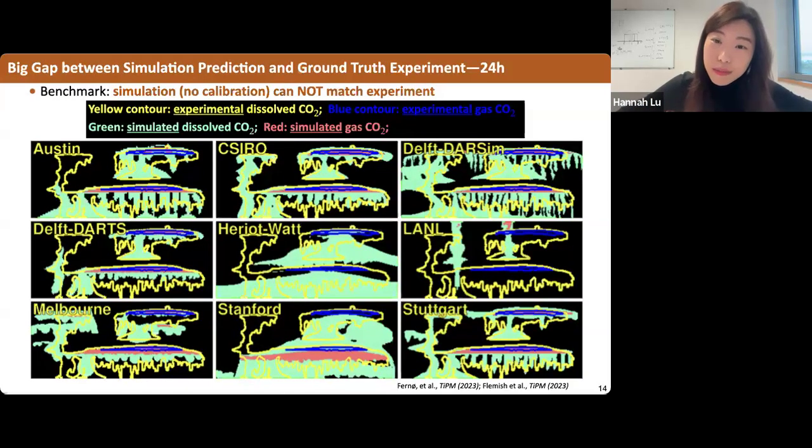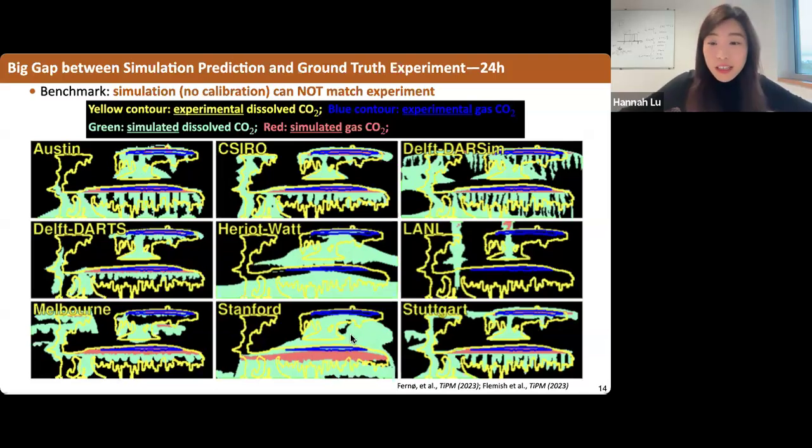And here's the fun part. The results of this double-blind study, they compare the simulation predictions with the ground truth experiment. This is for 24 hours. The yellow contours are dissolved CO2, and the blue contours are gas CO2 from experiments. And the green shades are simulated dissolved CO2, and the red shades are simulated gas CO2. So ideally, the green will match the yellow contours, and the red should match with the blue contours.